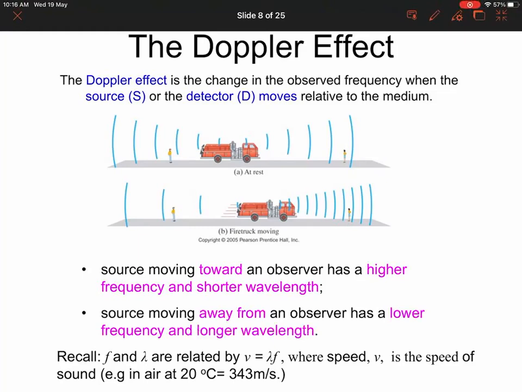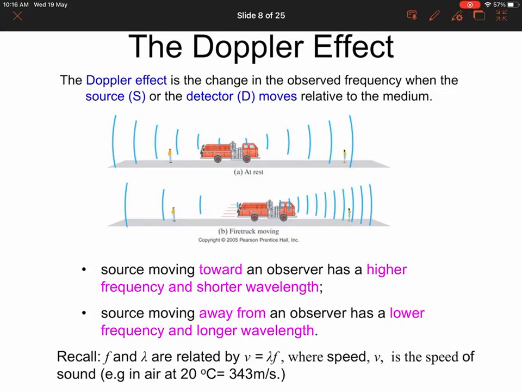And if the source is moving away from the observer, like this observer at the back of the fire truck, then this observer will hear a lower pitch because the waves will have lower frequency. Lower frequency means higher, longer wavelength. Right?